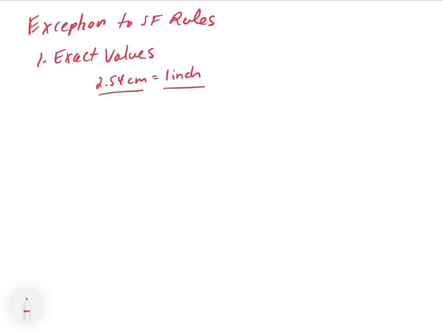So the reason why we use significant figures is because they are coming from experiments where we have measurements, and those measurements can have inaccuracy. Now, with an exact value like 2.54 centimeters equals 1 inch, there is no inaccuracy here. It is exactly that. It has an infinite number of significant figures. So the way to think of this is that these have infinite numbers of sig figs.